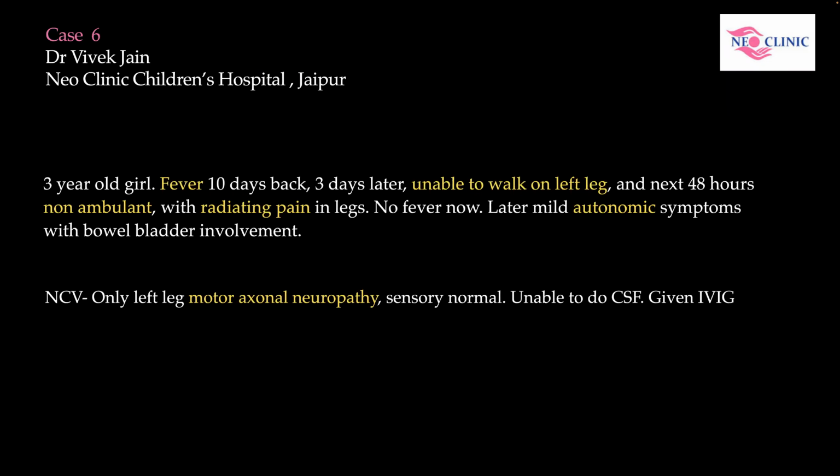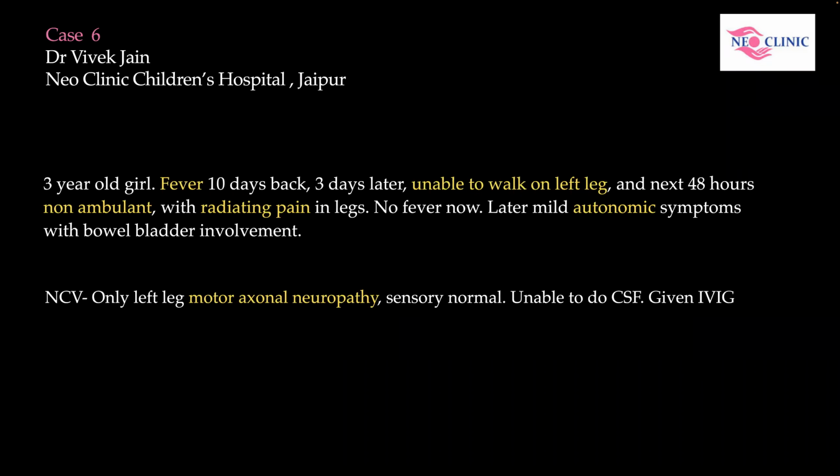Sensation was preserved. Her plantars were downgoing. Reflexes were absent. She was fully vaccinated. So I was confused whether I was dealing with a GBS-like phenomenon, but it was too asymmetric, or a polio-like illness. We did an NCV, which confused me further because she just had left leg motor axonal neuropathy, and the right was normal.